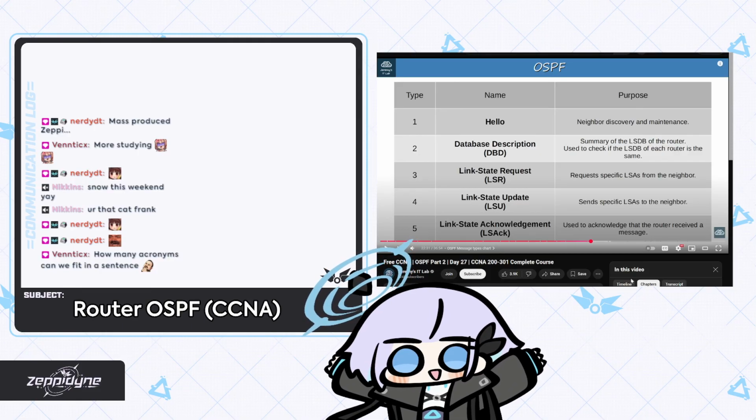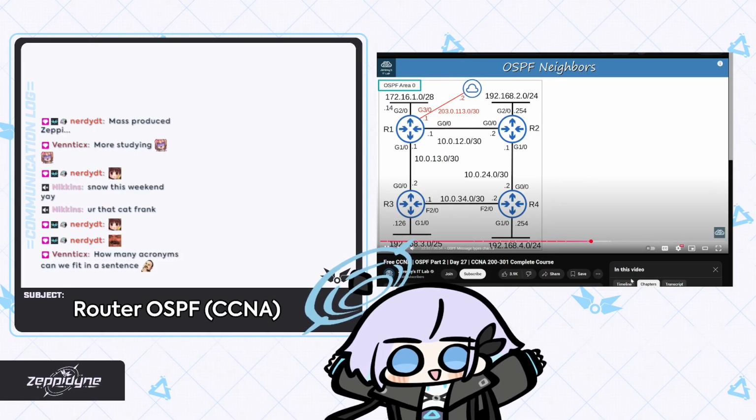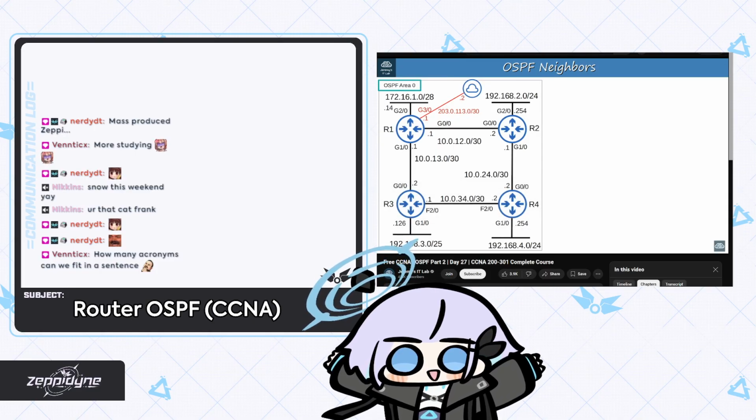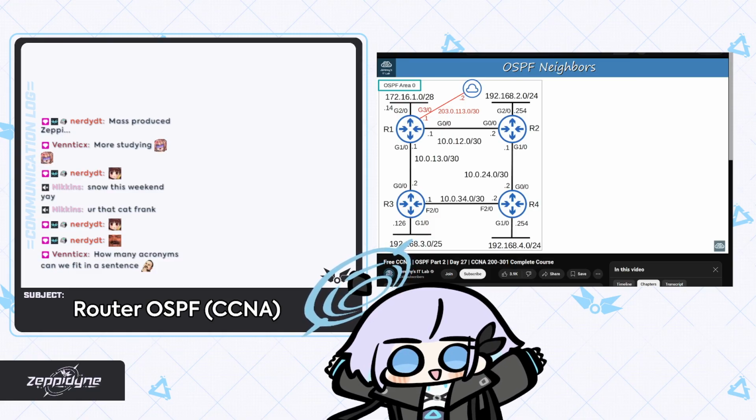Right. That should be enough time. After that overview, let's take another look at a few OSPF show commands. You should understand the output a little better now.